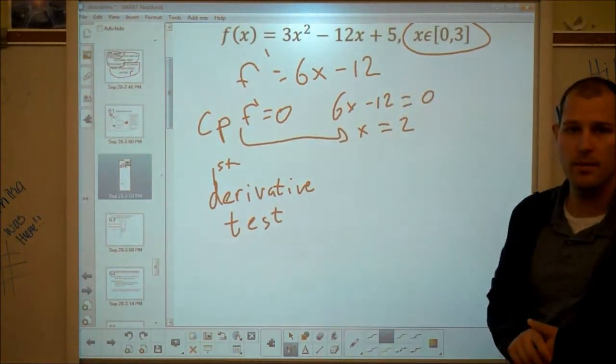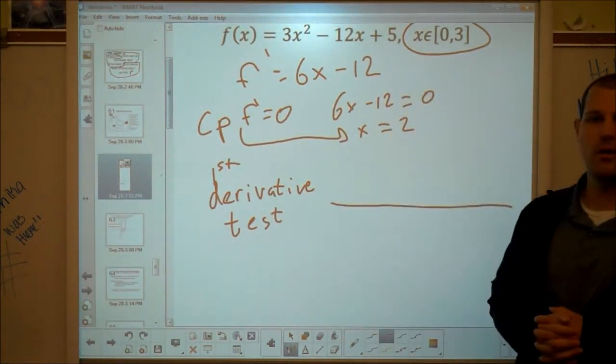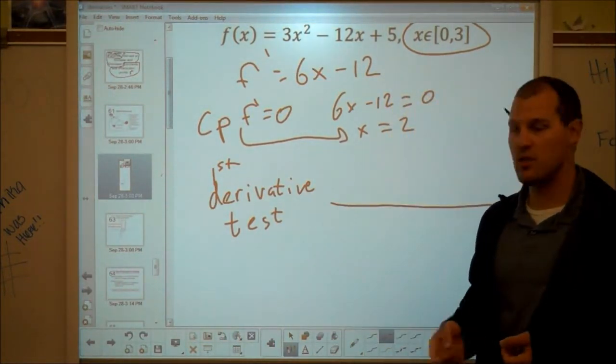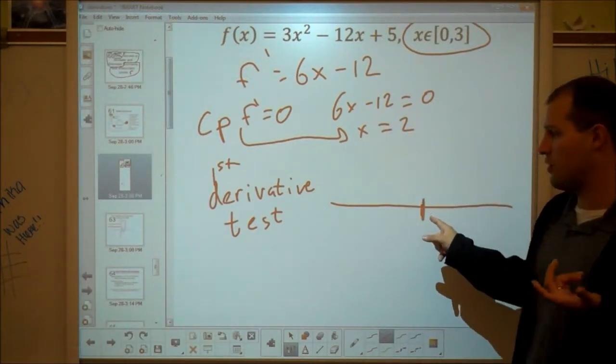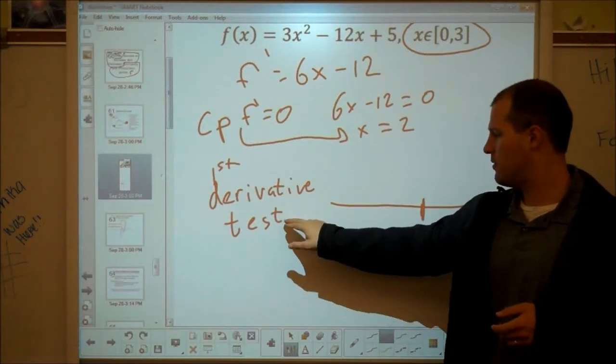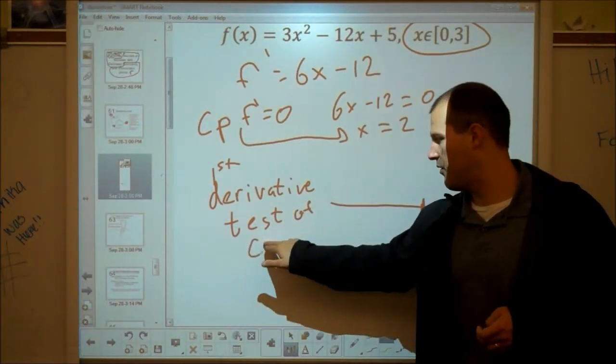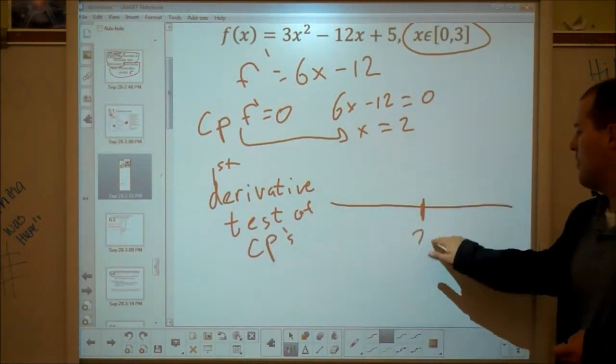And here's how it goes. We're going to put a number line down. We're going to put all of our points of interest. The only one we have right now is 2. And these are critical points. So, test of critical points. Okay, and I'm going to put 2 on there.